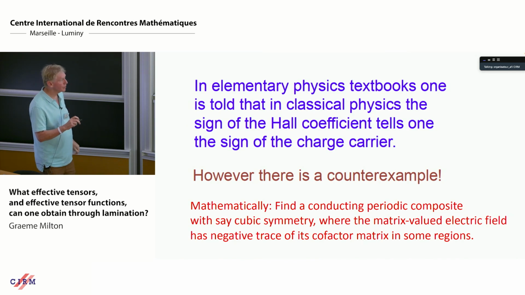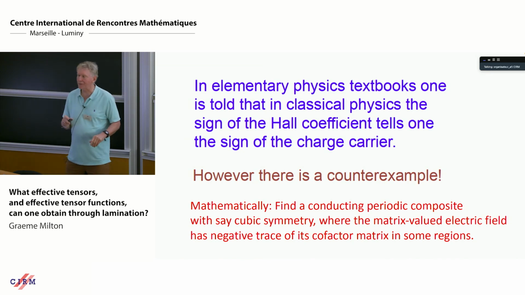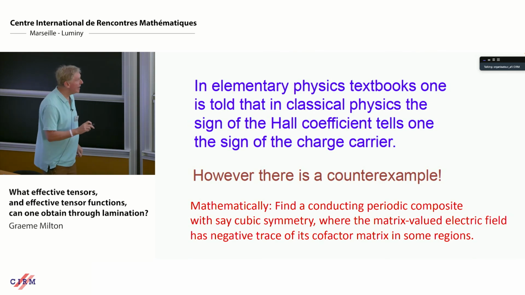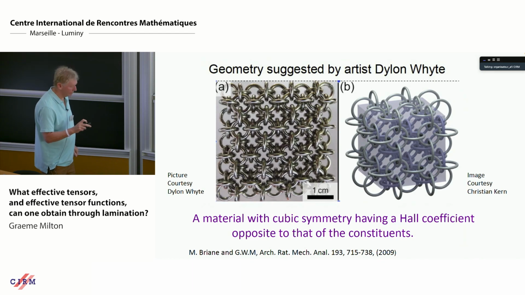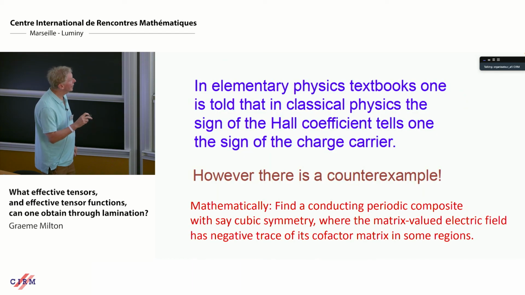The material we had was a composite material. The key point is that you look at the matrix valued electric field. Usually you think of an electric field as vector valued, but you can impose applied electric fields in 3 different directions, and so you get a matrix valued electric field. The key property is that the trace of that changes sign. That was the important observation, and that was joint work with Vincenzo Nesi as well.